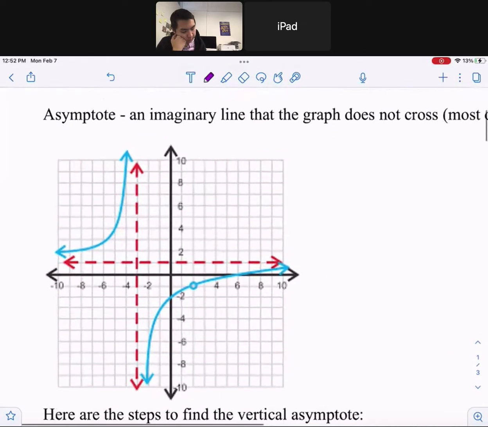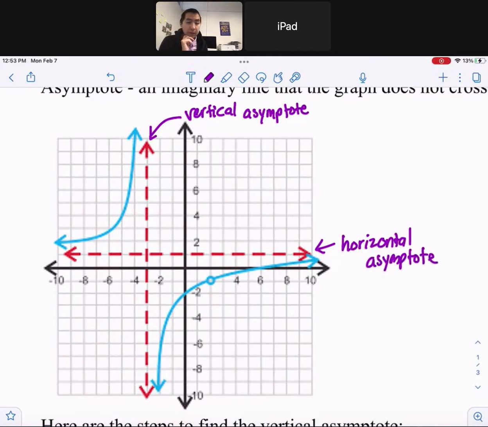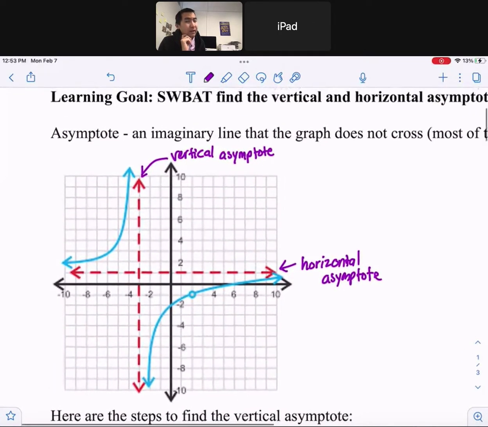So those are asymptotes. This one is called the vertical asymptote, and this one is called the horizontal asymptote. So we have a vertical one and a horizontal one. You graph those, and what we're doing today is trying to find how we get those. Not graph them yet, we'll do that later, but how do we just find those?